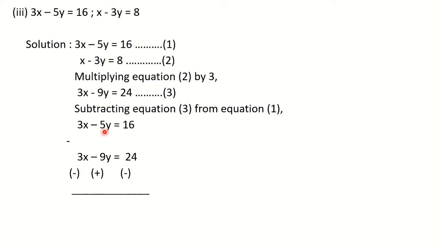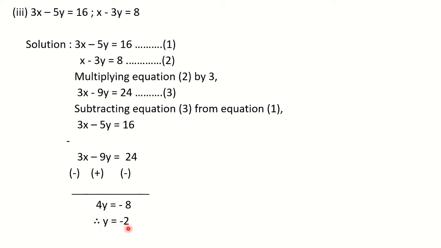Now minus 5y and plus 9y. Don't consider this minus sign. 9 minus 5, so what are we going to get? 4y here. And here 16 minus 24, so we are going to get minus 8. So what we got here? 4y is equal to minus 8. And from that we will get y is equal to minus 2. So in this way x is eliminated and we have got the value of variable y.